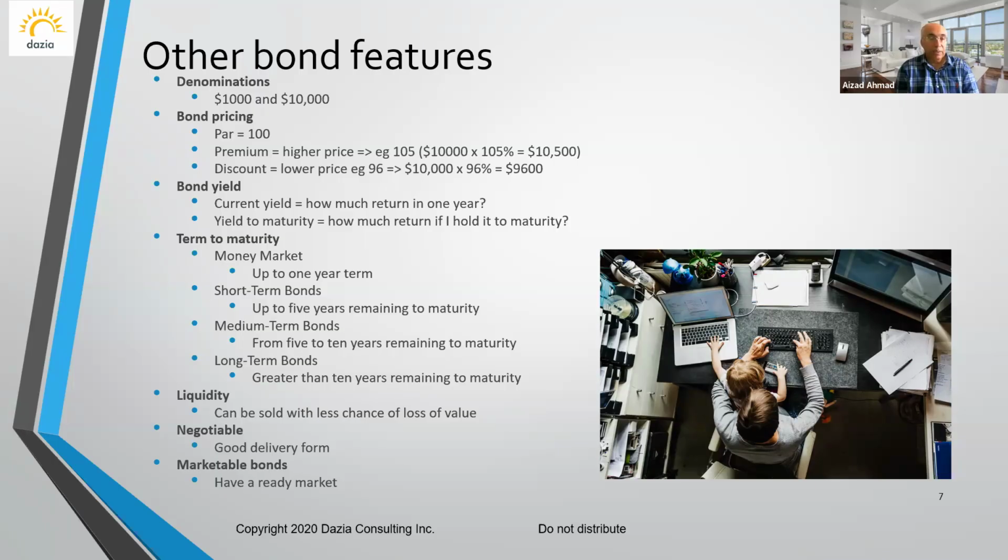Then liquidity means, can I sell it with less chance of loss of value? So that is my liquidity. Negotiable is good delivery form. Negotiable means it is available, and marketable bond means you can readily sell it also.